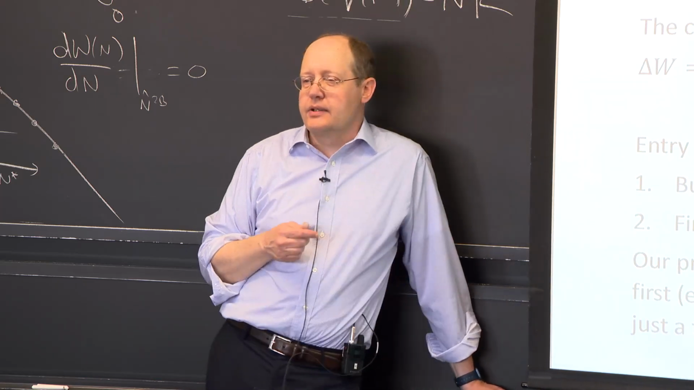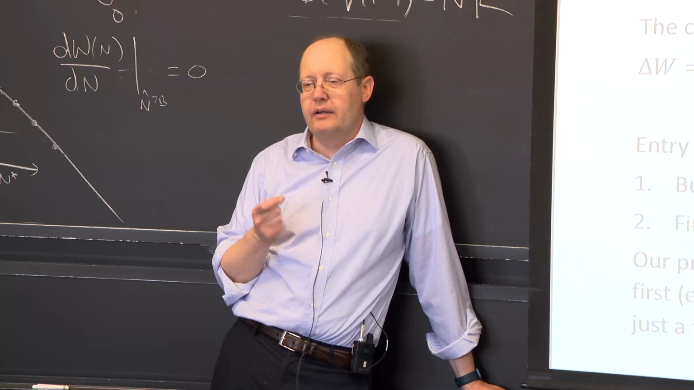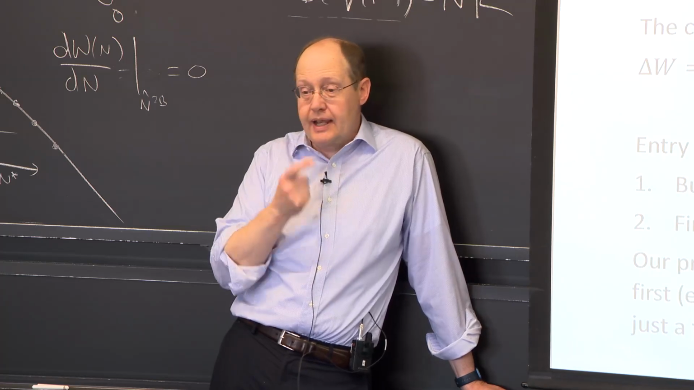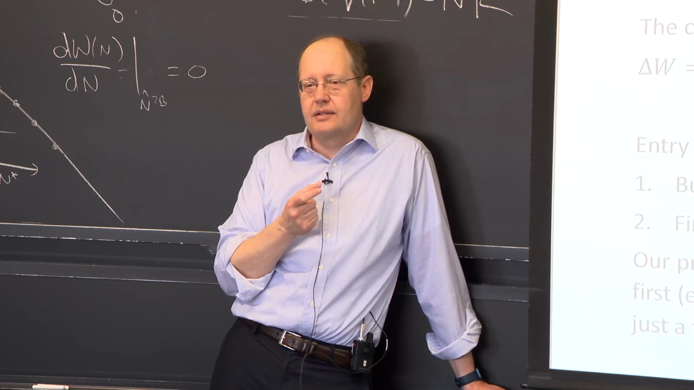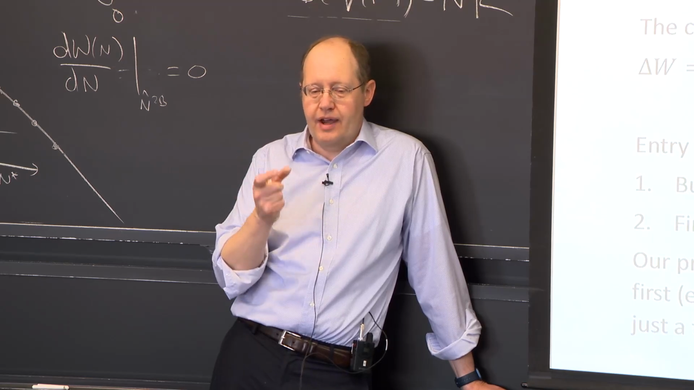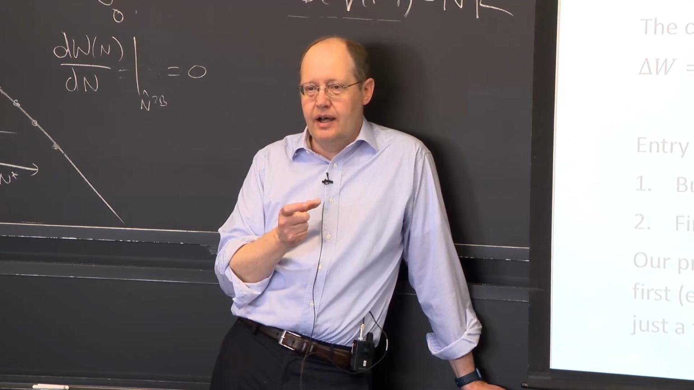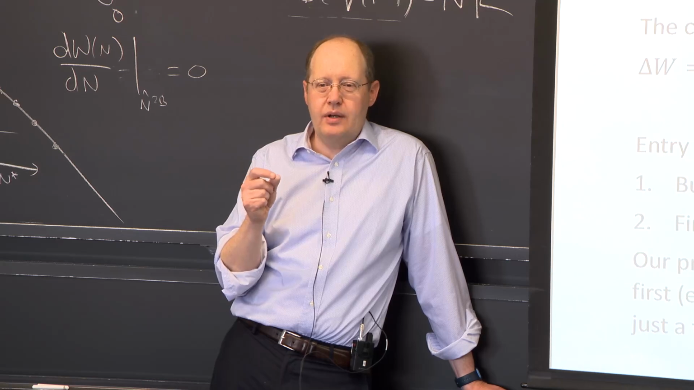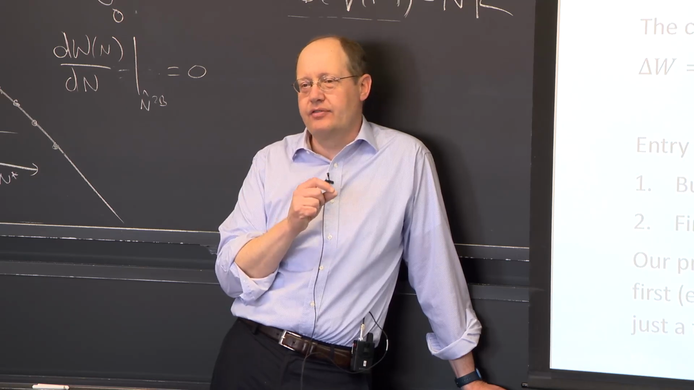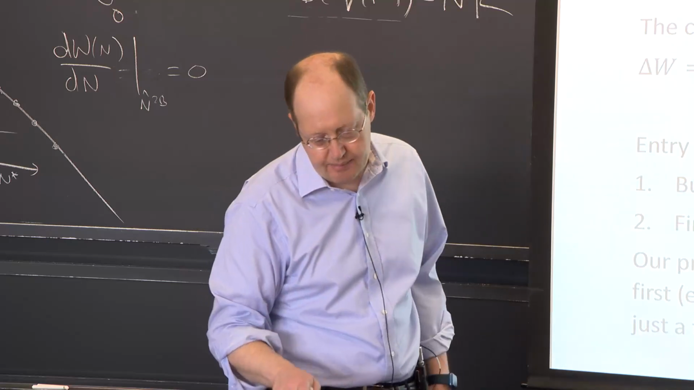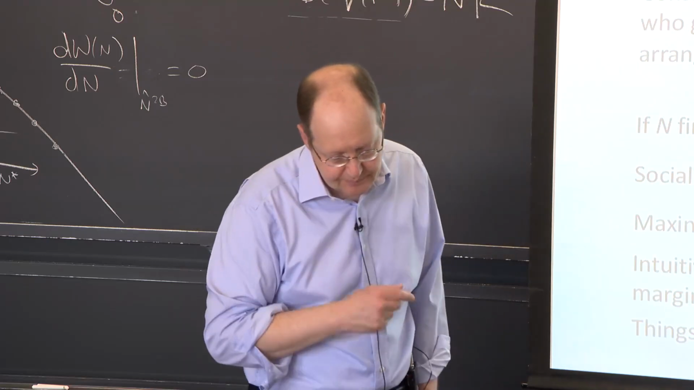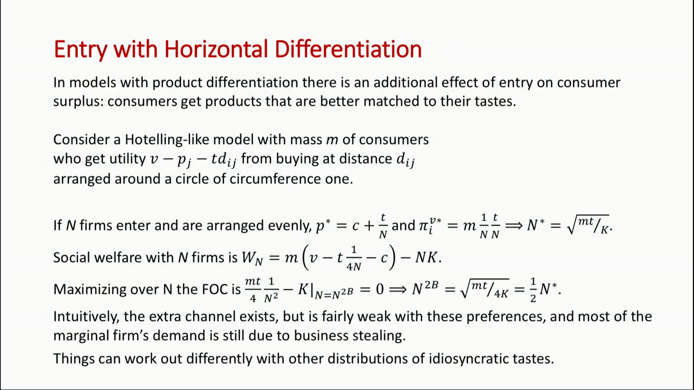Okay, any questions? But so, in a general model, the most general conclusion is that entry can be too high or too low socially, and it depends on just which of these effects is more important, the social welfare effect or the business stealing effect. Prices going down alone is not enough to do it. You've got to have other channels of the consumer surplus going up.